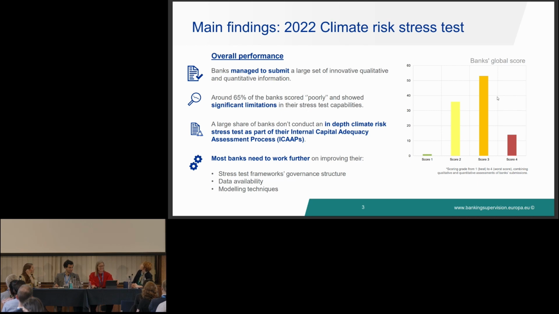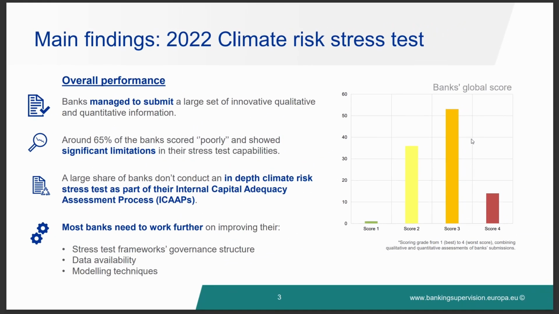So what were our main findings? Overall performance was that banks managed to submit a large set of innovative qualitative and quantitative information. But around 65% of the banks scored poorly and showed significant limitations in their stress test capabilities. And a large share of banks don't conduct an in-depth climate risk stress test as part of their ICAAPs. So you see the scores on the right.